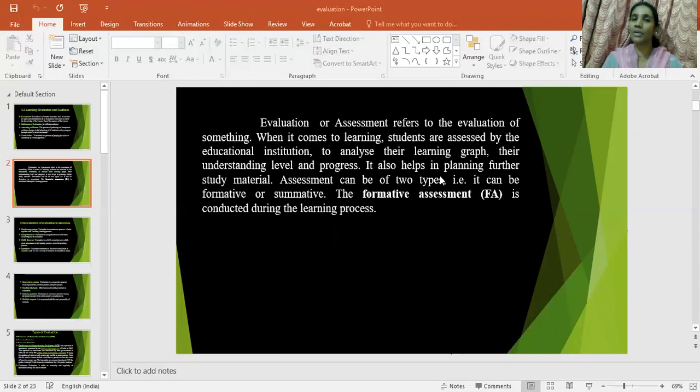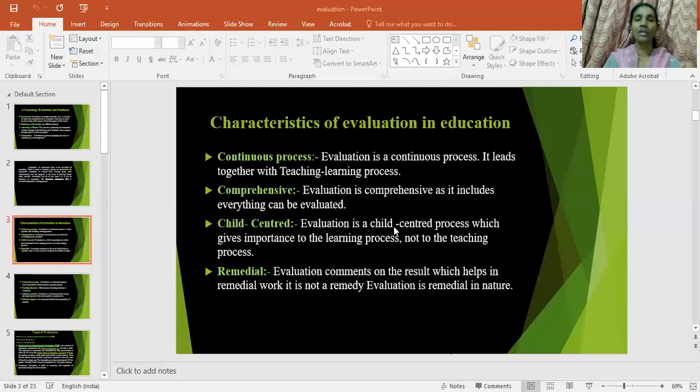This will also help in planning further study material. So you can say that evaluation will help you for further action or for the further course. That is why evaluation is most important in the field of the educational system. Now, moving towards the next point, that is characteristics of evaluation in education. Continuous process. As the name suggests, the evaluation process is a continuous process throughout the year. Means throughout the full session, this evaluation process is going to be continued.